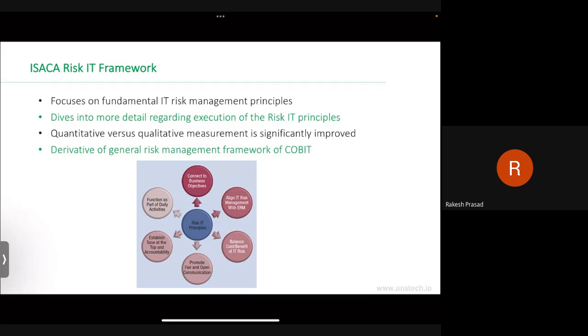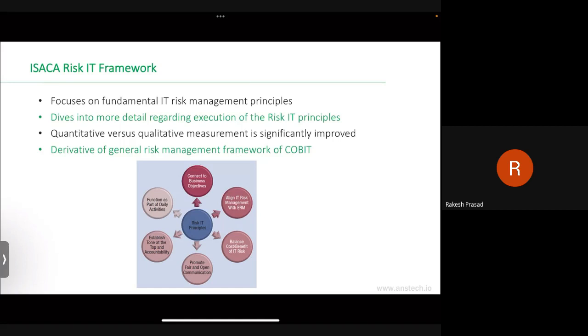Then there's ISACA's Risk IT framework. ISACA had a risk framework, and nobody is going to ask you what is ISACA's Risk IT framework principle number 4. Sorry, nobody will ask you. At max, it might come up as a qualitative versus quantitative question, where the basis will be given and you might come to know this is the ISACA Risk IT framework. Again, ISACA is not asked generally, because ISACA is ISC squared's competitor organization. So nothing regarding ISACA is generally asked. You can be free from that.